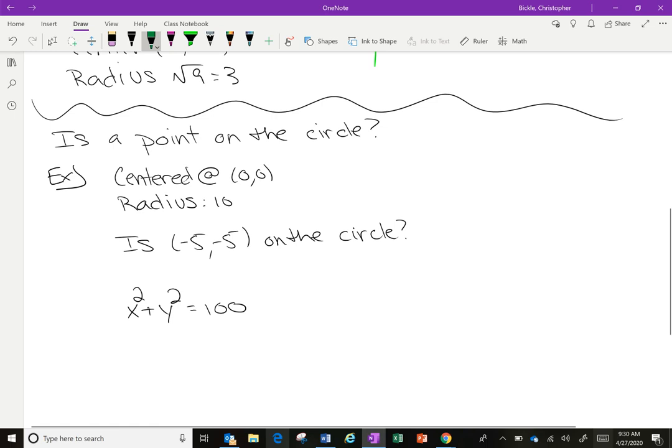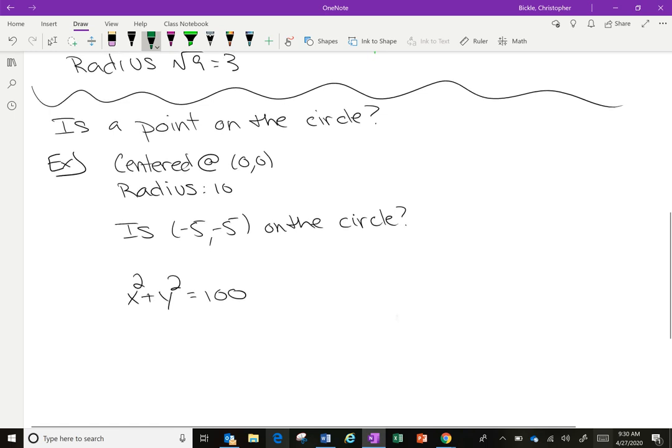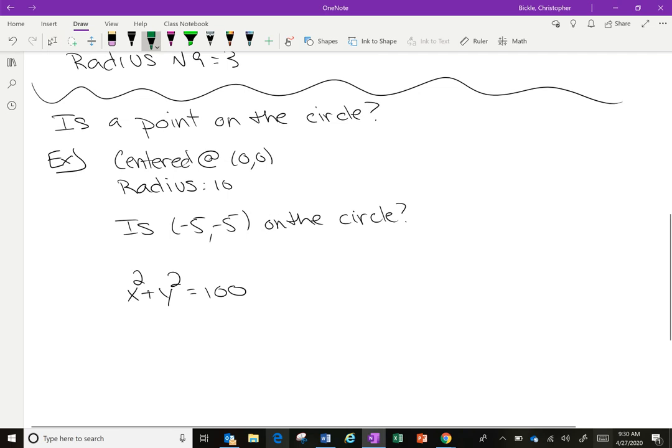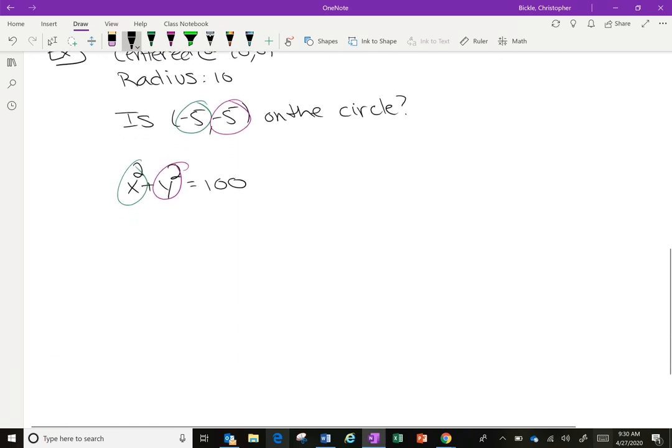I think all the ones in the homework are centered at the origin. So I know our x value is -5 and my y value is -5, so those are getting plugged in here. Again, with negatives, be careful with your calculators. If you don't put them in parentheses, it's not going to notice the negative. So I'm going to write it in parentheses. This is (-5) squared plus (-5) squared equals 100.